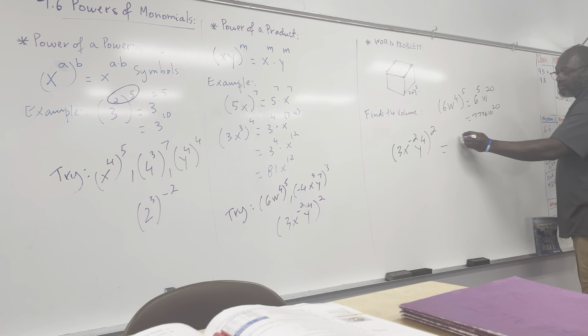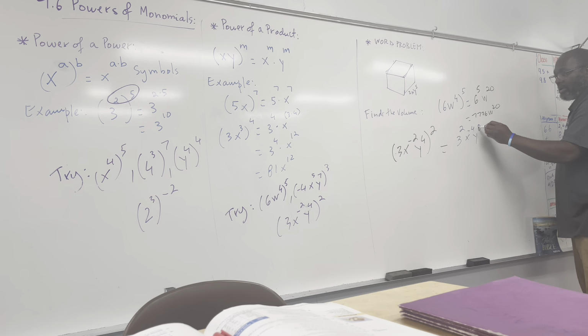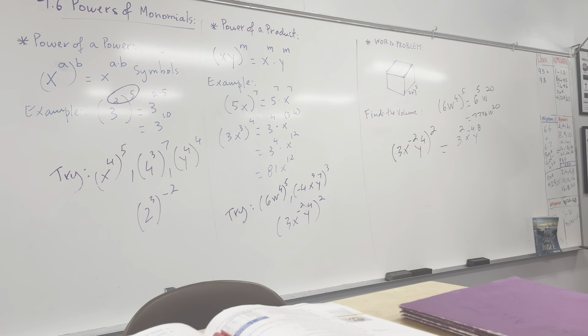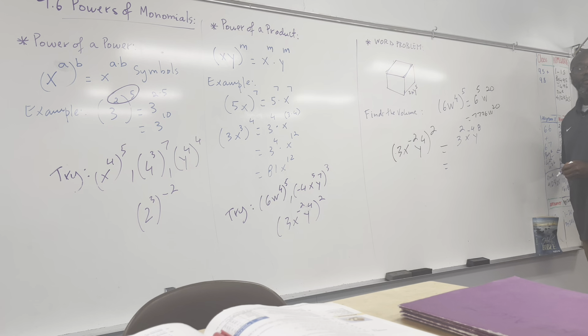I got 3 over 2, 3 to the 2, okay. And then times x to the -4, okay, and then times y to the 8. All right, so far so good then. What else do we need to do here? To the... Yeah, it's 9.